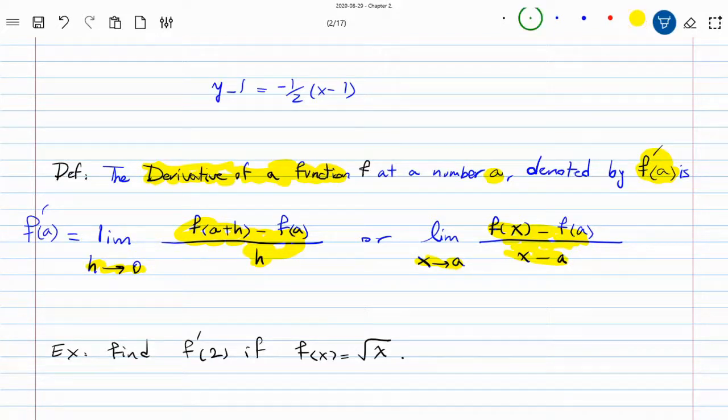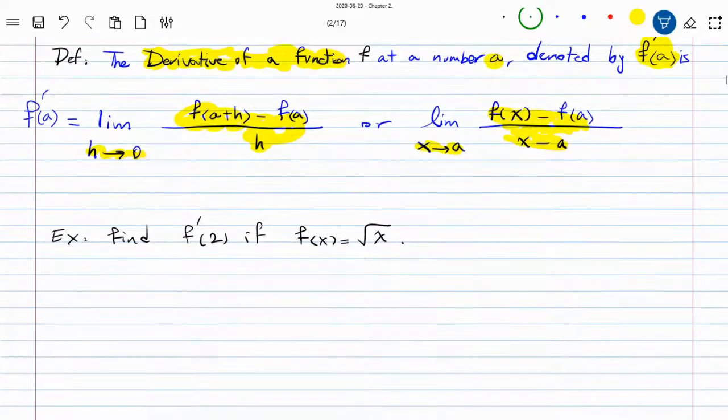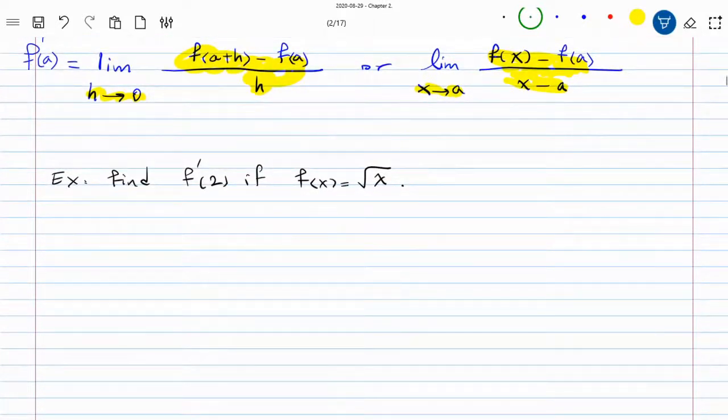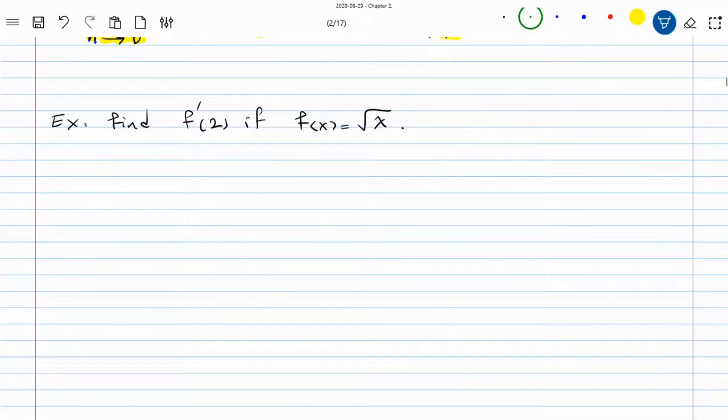So here, given this example, find f prime of 2 if the function is given by square root of x. I'm going to use, again, the x plus h form, it's easier. So I want to find out what is f prime of 2. It would be the limit as h approaches 0 of f of a plus h, and in this case a is 2, so f of 2 plus h minus f of 2, divided by h, as h approaches 0.